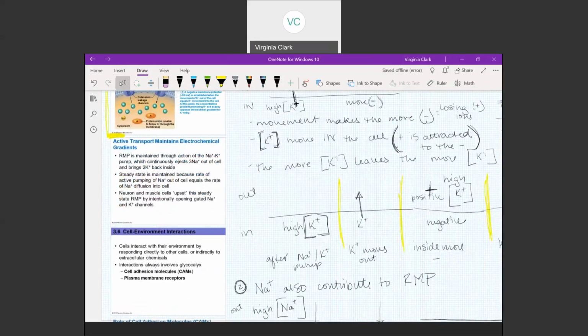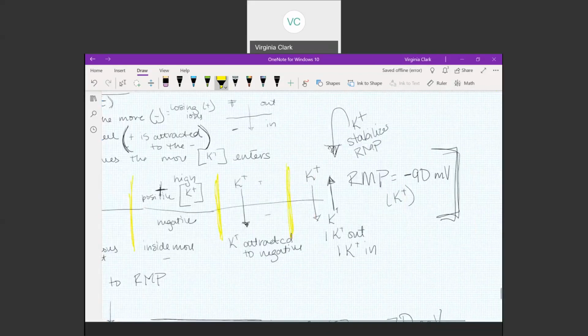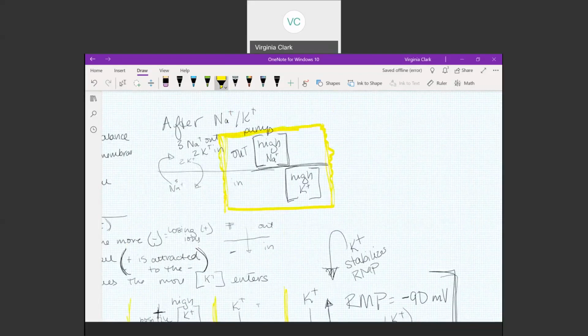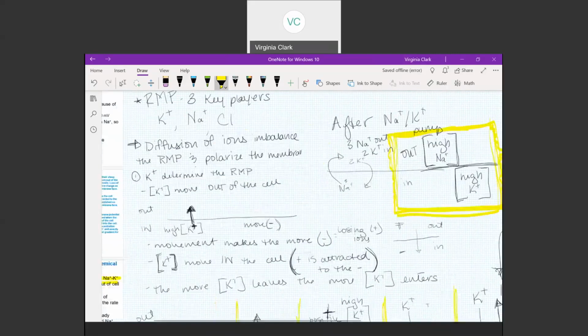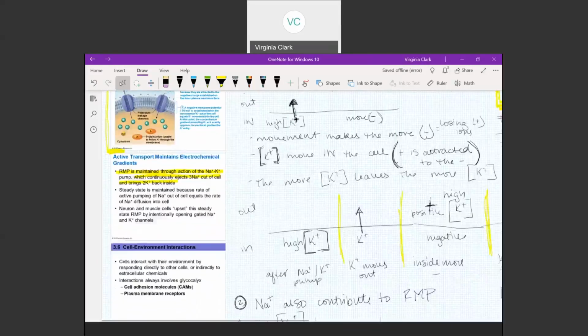So active transport is going to maintain that chemical gradient, because with the resting membrane potential, you're going to have the sodium-potassium pump, and it will constantly eject 3 sodium out for every 2 potassium in. You're going to constantly get that concentration gradient. And as that happens, the rate of sodium pumping out of the cell will equal the rate of sodium diffusion into the cell.